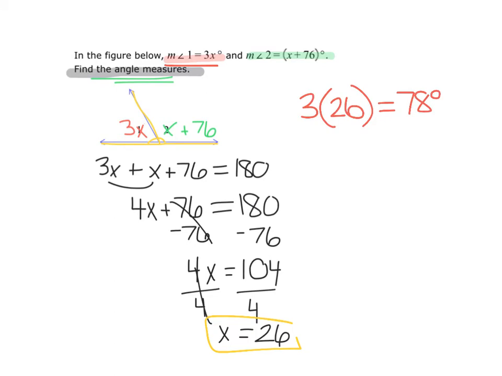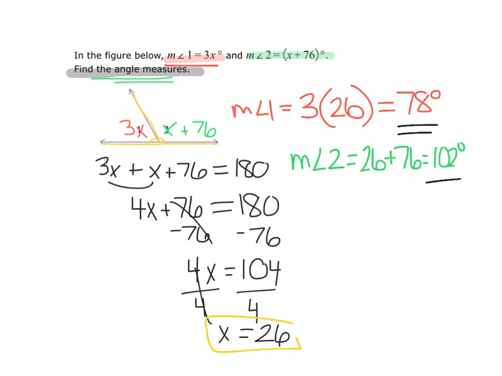78 degrees. And the measure of angle 2 then, here, let's label this, measure of angle 1. And then the measure of angle 2 was x plus 76, so 26 plus 76, and we get 102 degrees on that one. So we can check our answer to see if it's correct by taking 78 plus 102, and they should equal 180 when we add them together.